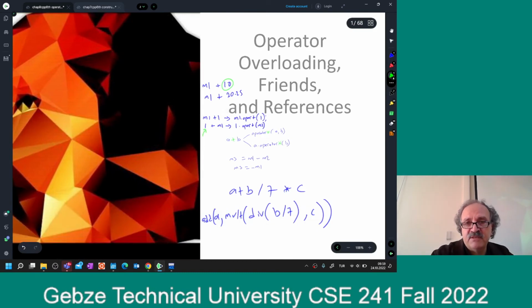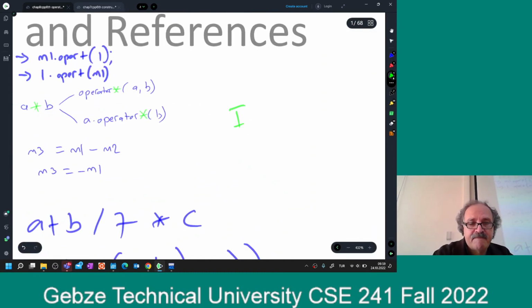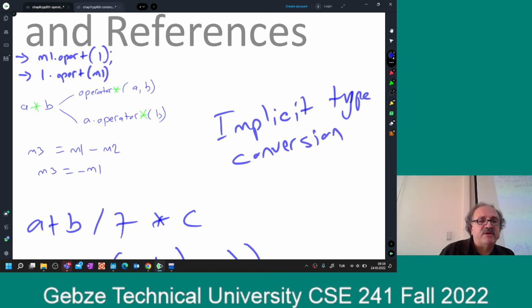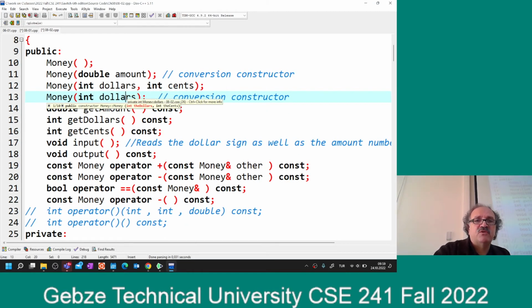Implicit type conversion. Let me write it here. Implicitly, type is converted from one type to another one. For that we use these conversion constructors. I mean, suddenly I started calling my constructors conversion constructors. Well, these are regular constructors, but your regular constructors sometimes can be used in converting from an integer to money or from double to money.